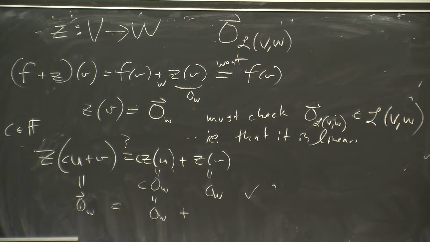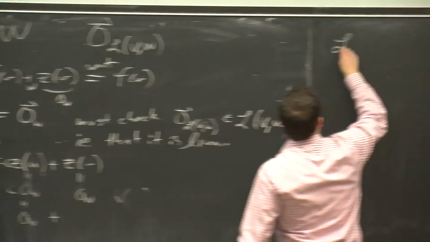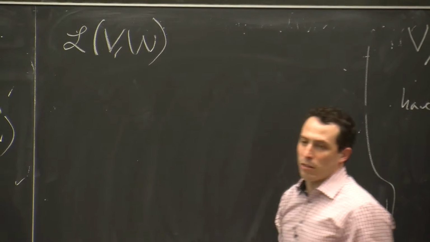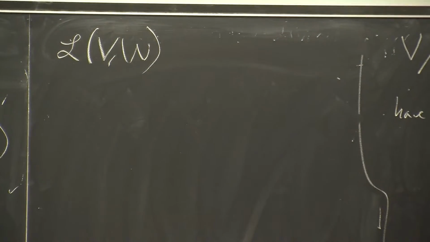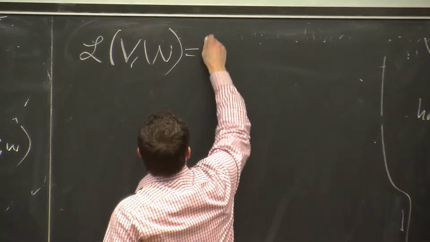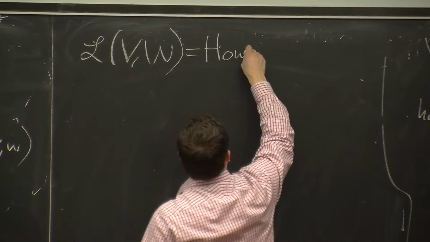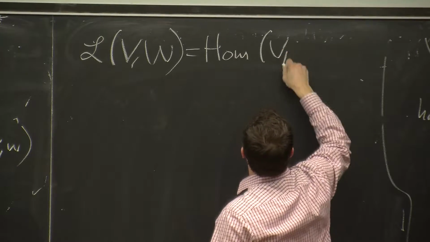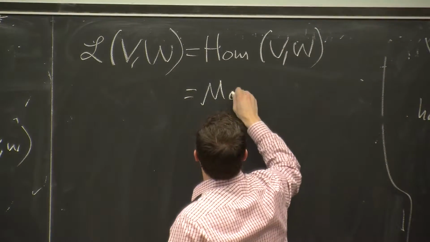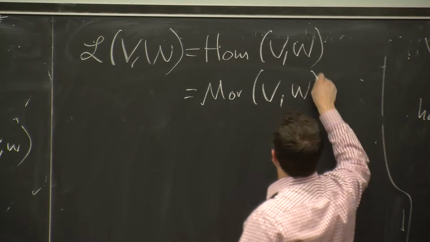So I want to mention at this point some names for this thing. The name that appears in the book for the set, the vector space of linear transformations from V to W, is script L of V to W. Another name you might see is something like Hom(V, W), which stands for homomorphism, or morphism, even, from V to W.